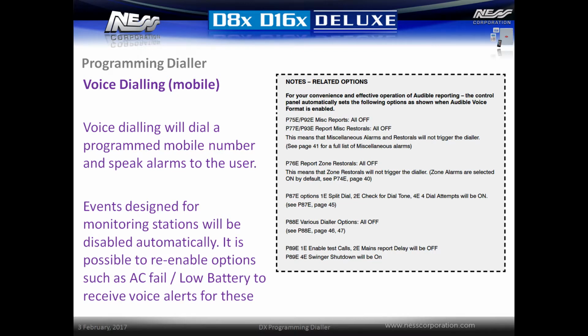It is possible to re-enable certain options such as AC fail or low battery to receive these voice alerts. By default, the system simply configures itself to send zone alarms to a mobile phone. All other options are set inactive. These options need to be re-enabled if configuring the system to dial back to a monitoring station.